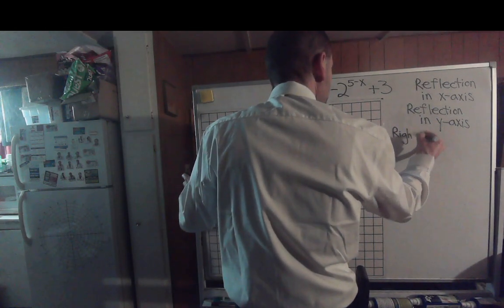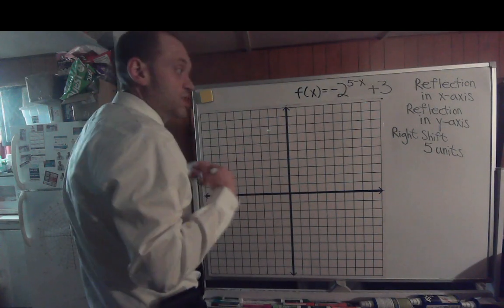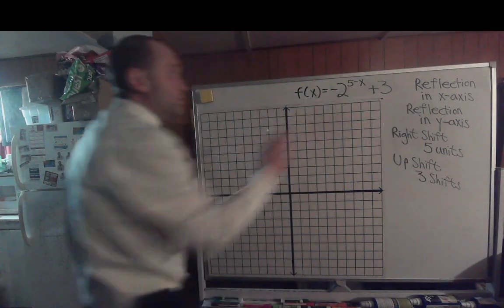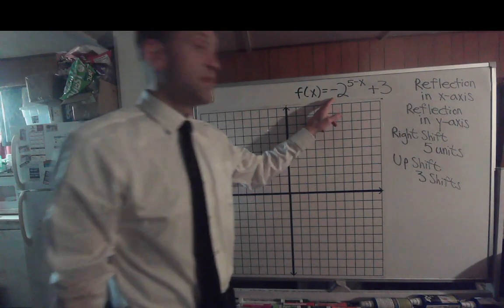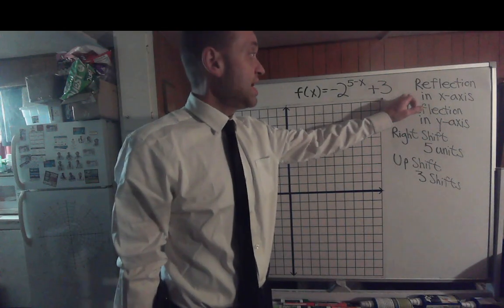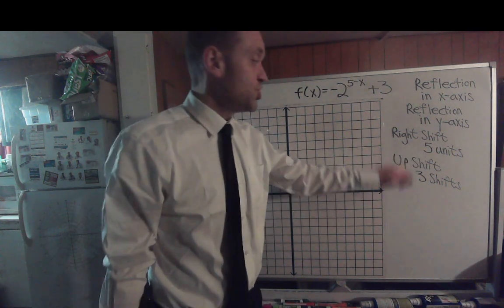So you have a right shift 5 units. So there's your horizontal shift. And then that plus 3 beside it means a vertical shift up 3 units. So you have an upshift of 3 units. So from the original f of x equals 2 to the x to this function, f of x equals -2 to the 5 minus x plus 3, you have a reflection in the x-axis, a reflection in the y-axis, a right shift of 5 units, and an upshift of 3 units.